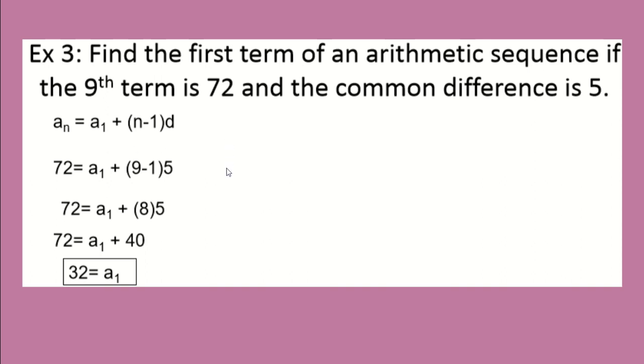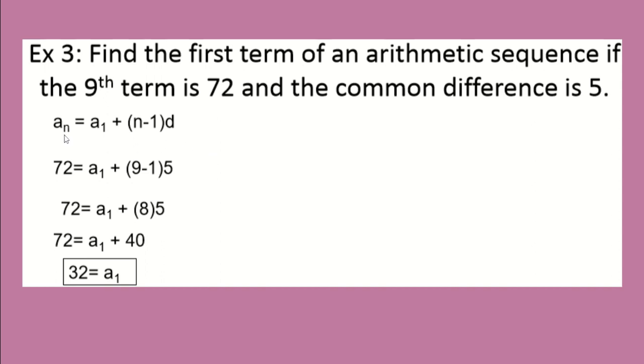Here's an example where you have to work backwards. So we want to find the first term in the sequence if we know what the 9th term is and we know what the common difference is. So we're working with one unknown, or one variable.